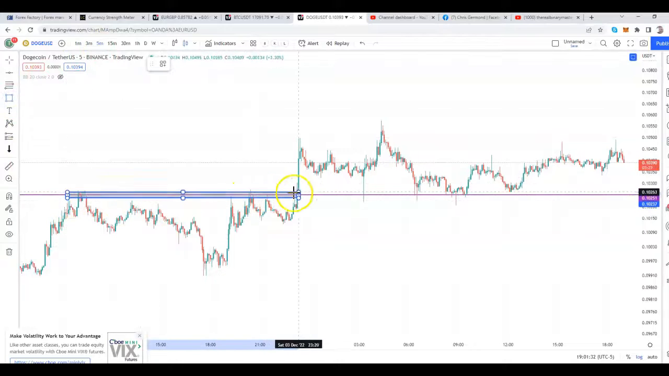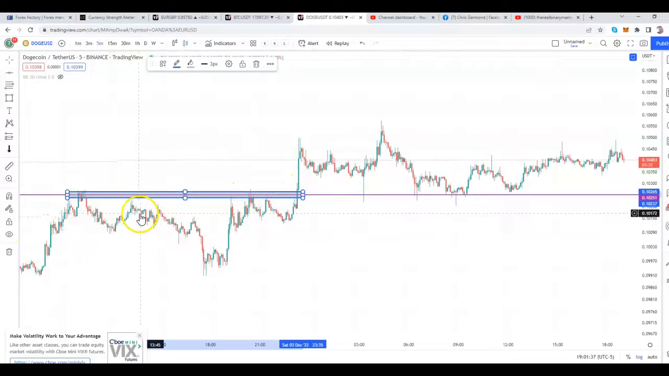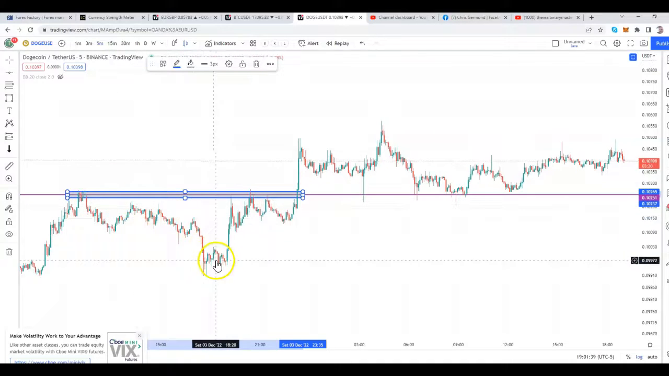Here we notice we have a resistance area. Price came up to this area and started rejecting. Price came up to the area and rejected. Price came up to the area, rejected, up. Okay, you get the point, right?